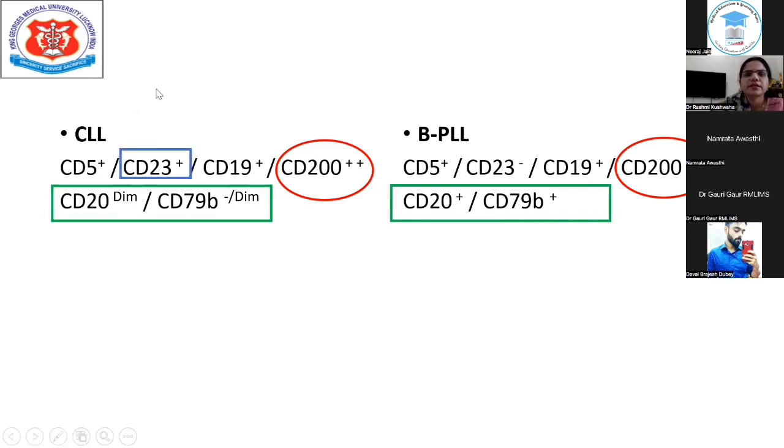To check for the other markers, in CLL, CD23 is positive, whereas in pro-lymphocytic leukemia, CD23 is negative. Moreover, pro-lymphocytic leukemia on the peripheral smear will have a very high count, and more than 55% of the cells will be pro-lymphocytes. These are large cells with very prominent nucleoli.